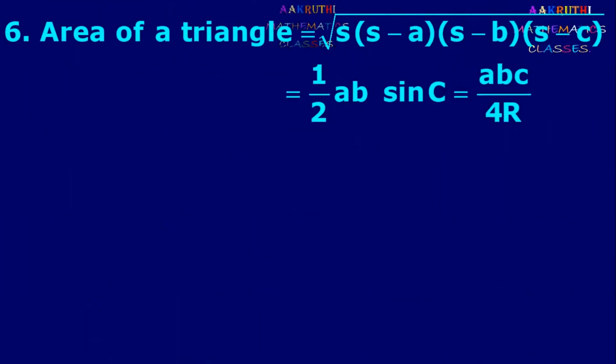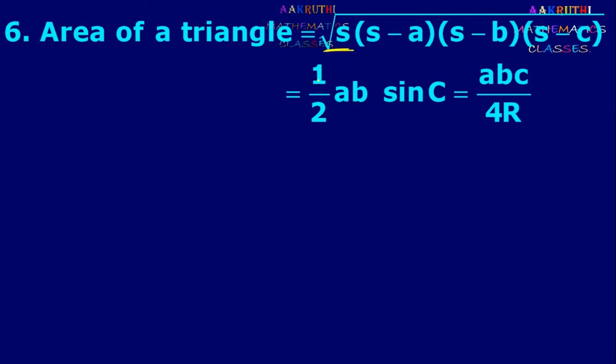Next is the area of a triangle. If you know all the sides, we can use this formula: s = (a+b+c)/2. Then the area of the triangle is √(s(s−a)(s−b)(s−c)). That is when we know all the sides a, b, c, so we can use this formula to calculate the area of the triangle.